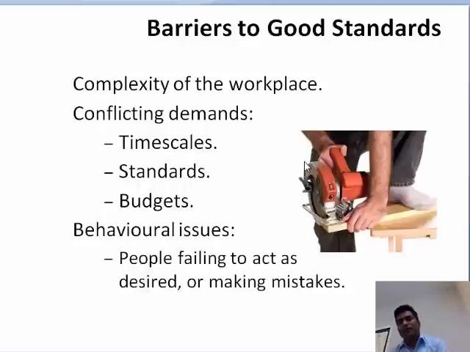What is the barrier to a good standard of health and safety? The barrier is the complexity of the workplace. That means if the workplace is complex, it is difficult to apply health and safety standards. Second is conflicting demands, such as time scale, standard and budget. Suppose you want to do a job in a very short duration, then you will bypass safety. That means time scale is a factor that stops or reduces the standard of health and safety at the workplace.